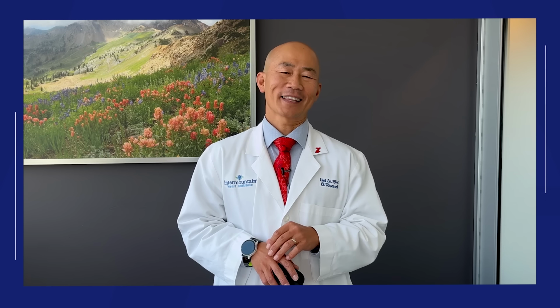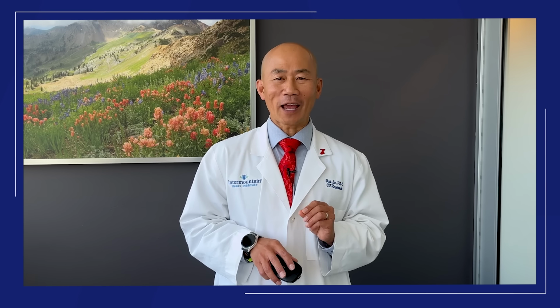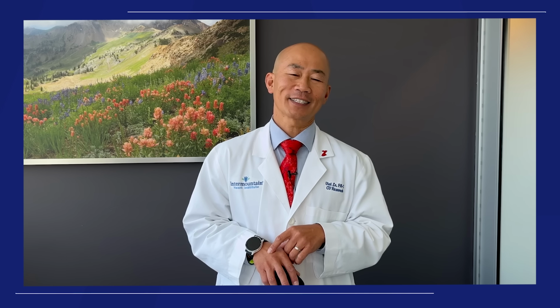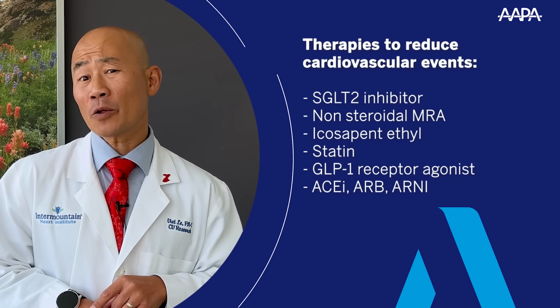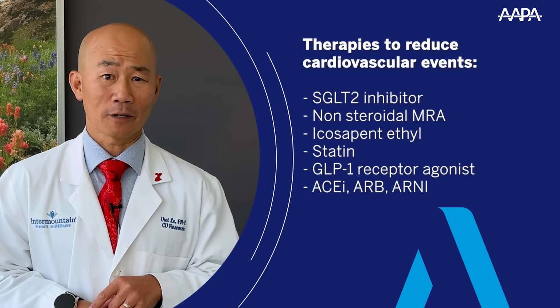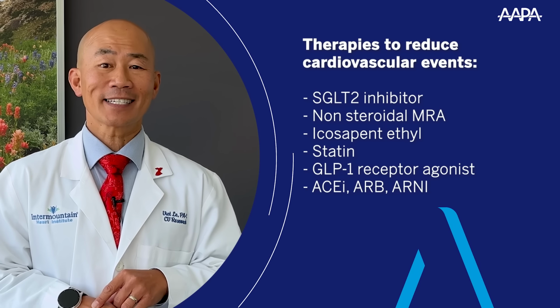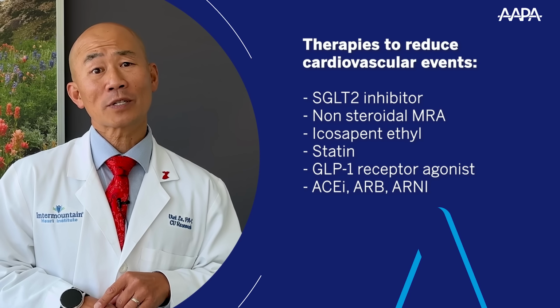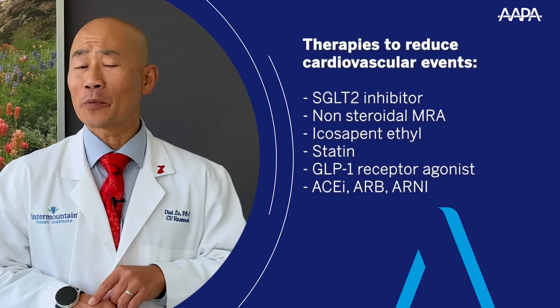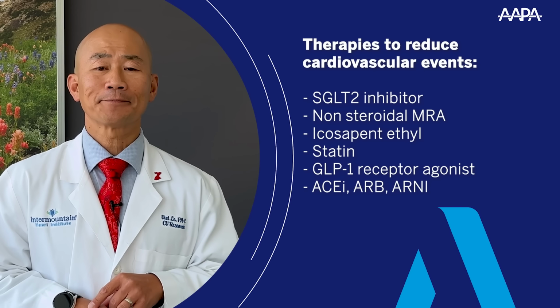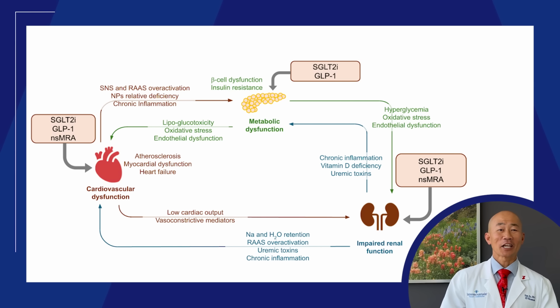Use therapies that go beyond surrogate markers. Don't just target lowering A1C or triglycerides, but actually those therapies that reduce major cardiovascular events. And that includes the following therapies: SGLT inhibitors, non-steroidal MRAs, icosapent ethyl, statins, and GLP-1 receptor agonists. Also, I would include ACE, ARBs, and ARNIs. Many of these medications treat multiple CKM-related conditions.